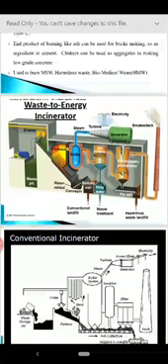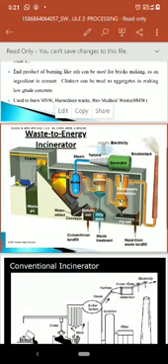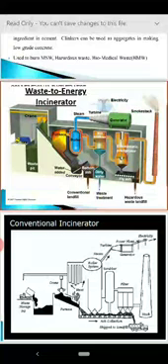The waste is collected in a pit, then with the help of a crane it is sent into the furnace. There the solid waste is burnt at a high temperature, 800 to 1000 degrees centigrade. The heat generated after burning the waste makes the water in the boiler convert into steam, and that steam is utilized to run turbines, and electricity is produced as energy.